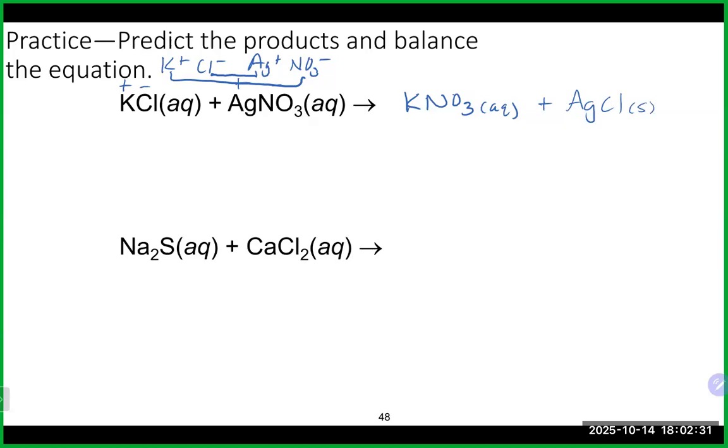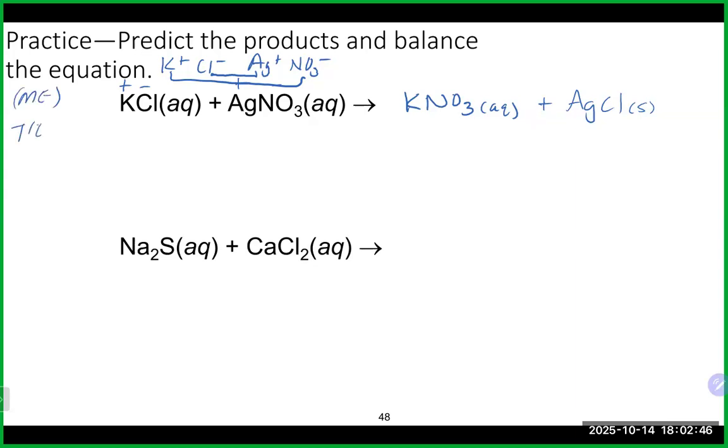Now that I got the formulas down correctly, we want to make sure it's properly balanced. And in this case, it looks like we're good. We're actually balanced, I believe. So no need for any coefficients. So this would be obviously our molecular equation here.